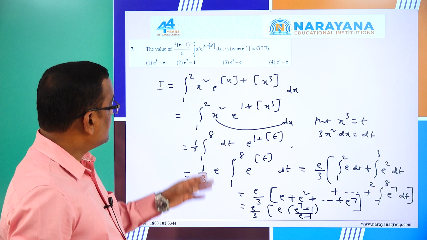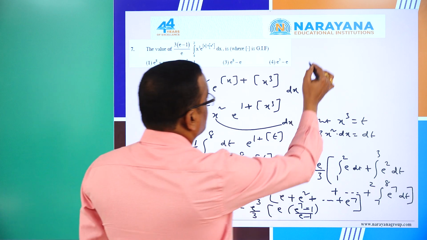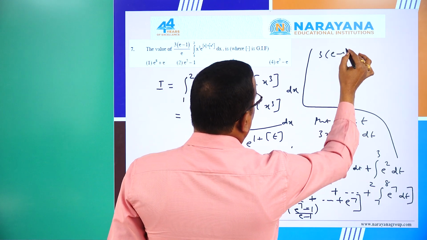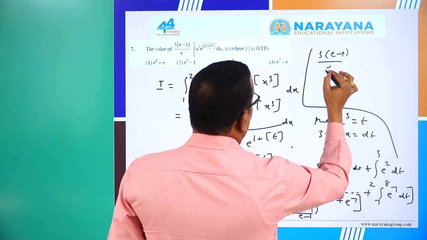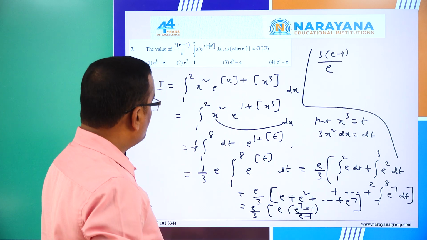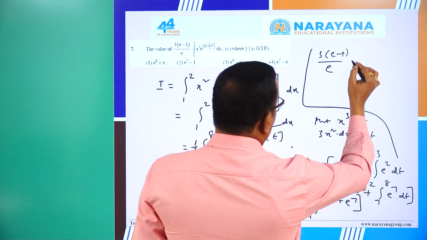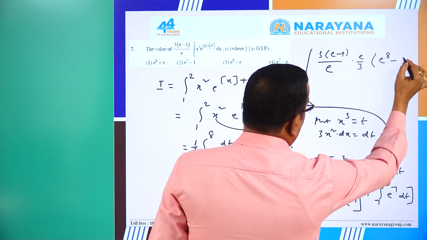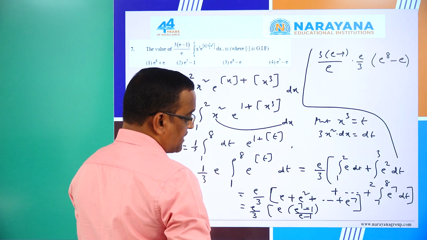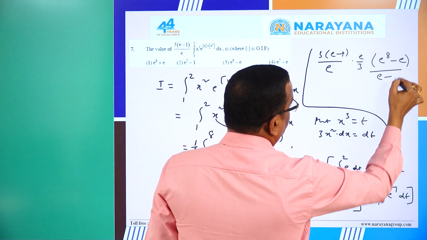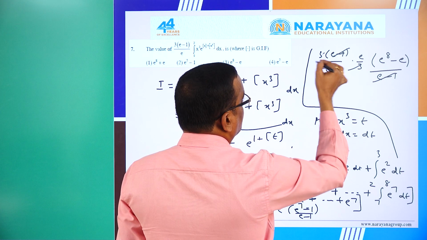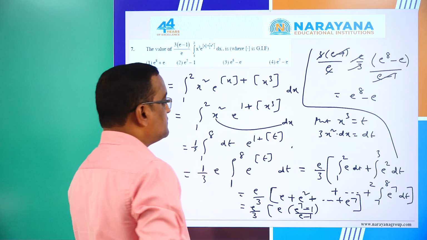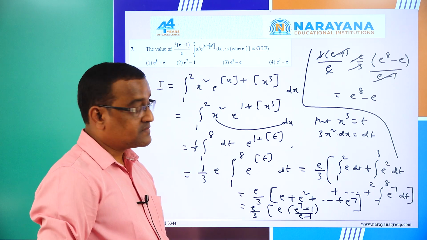Now substituting this I here, the given definite integration becomes 3 into e minus 1 by e into I. I is nothing but e by 3 into e power 8 minus e, just taking this e inside, e power 8 minus e by e minus 1. So, this e minus 1, 3 and e cancel, finally it is e power 8 minus e. Now, coming to next.